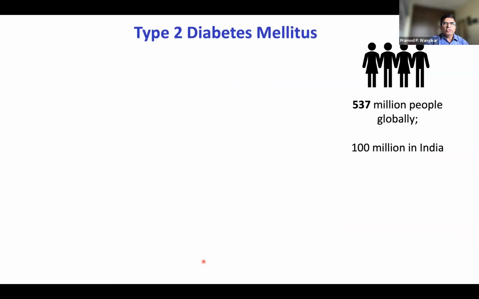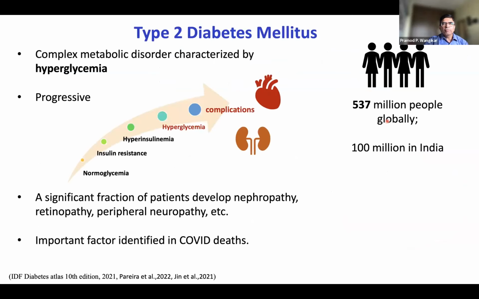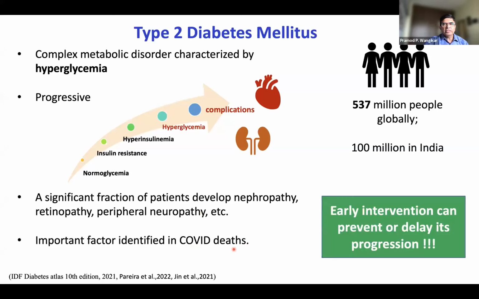So the topic is type 2 diabetes. We all know there is a really large diabetic population all over the world, in India as well. It's a progressive disease starting with high levels of blood glucose, which eventually lead to complications. A significant fraction of patients develop nephropathy, retinopathy, and so on. This was also identified as an important comorbidity for COVID deaths. And the objective is early identification. Intervention can prevent or delay its progression.